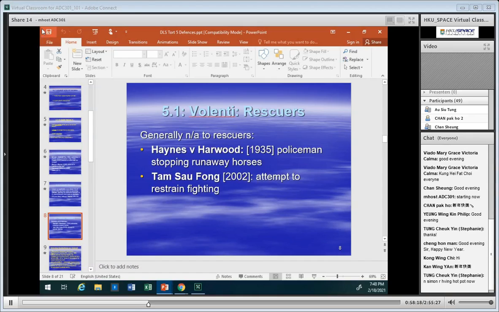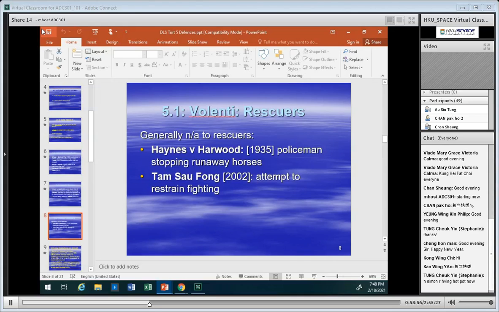What about rescuers? If you go and rescue somebody and you get hurt, can they raise the defence of Volenti? Well, no, because if you're acting to save another's life, you shouldn't be barred from claiming damages because of the defence of Volenti. The court in Haynes v Harwood refused to allow the defence of Volenti where a policeman was injured trying to stop horses from running into a crowd of people on a street. I suppose you could apply that in the modern day situation to a car trying to run down people.